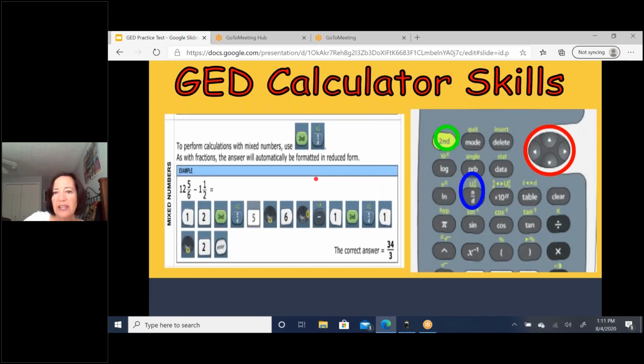The mixed numbers, like I said, it's the yellow function or the second function of the fraction key. Same thing, but you're going to have to use these arrow keys in order to move the blinking cursor where you want it to go on the mixed number.